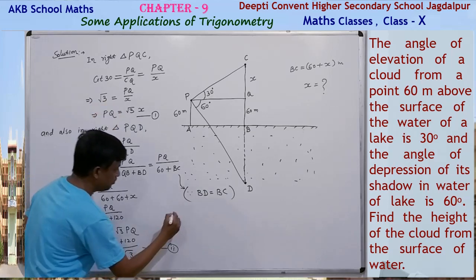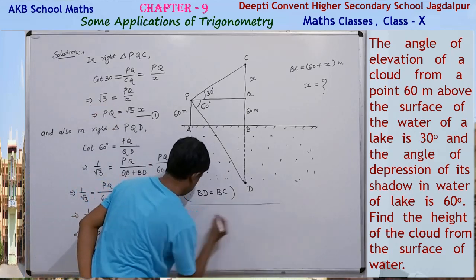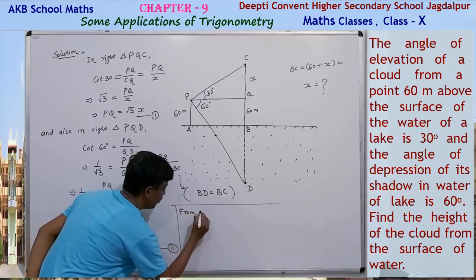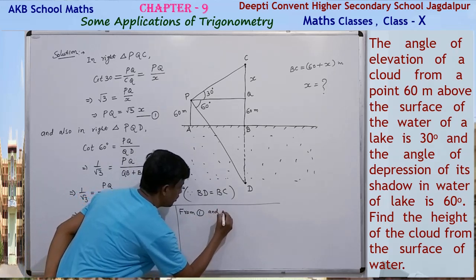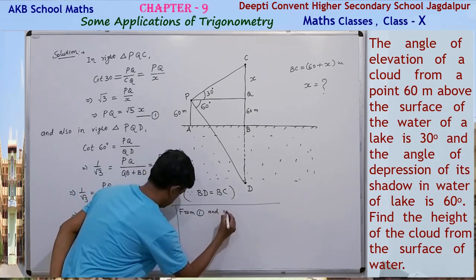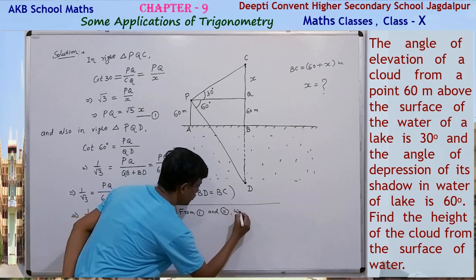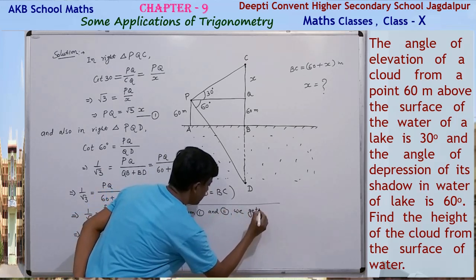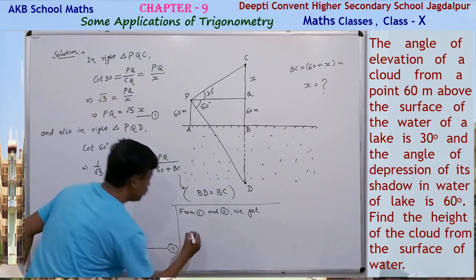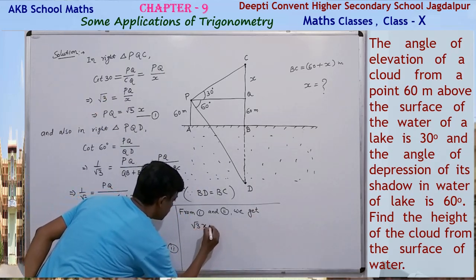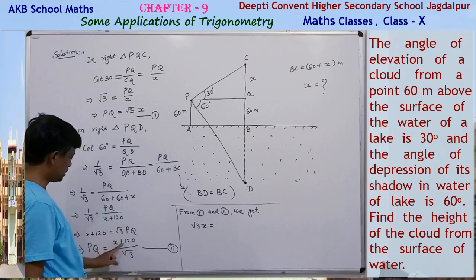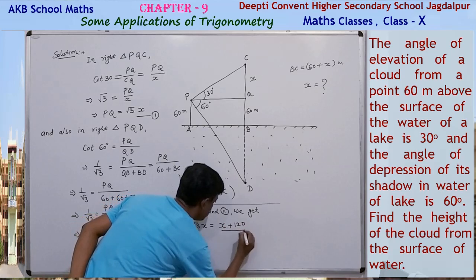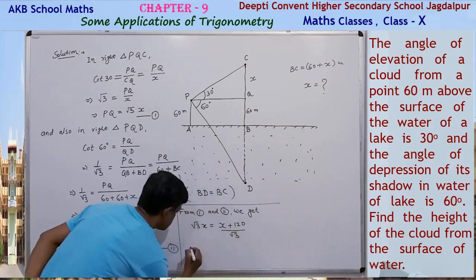So, from 1 and 2, we equate these two values: root 3 x equals x plus 120 upon root 3. Now solve it.